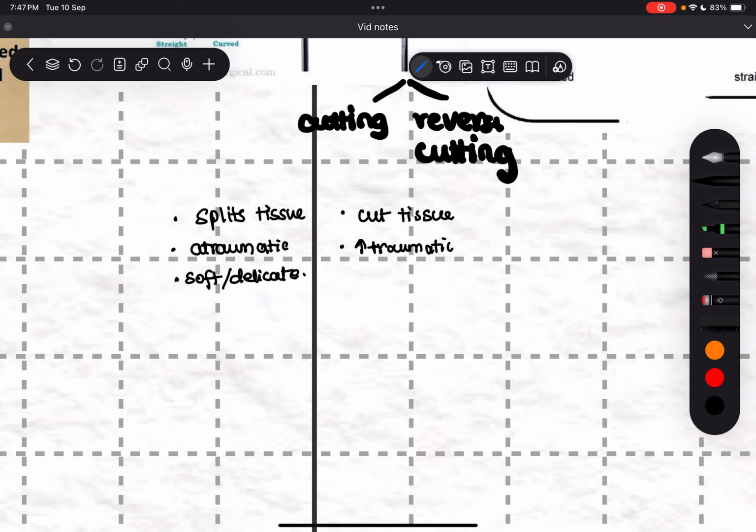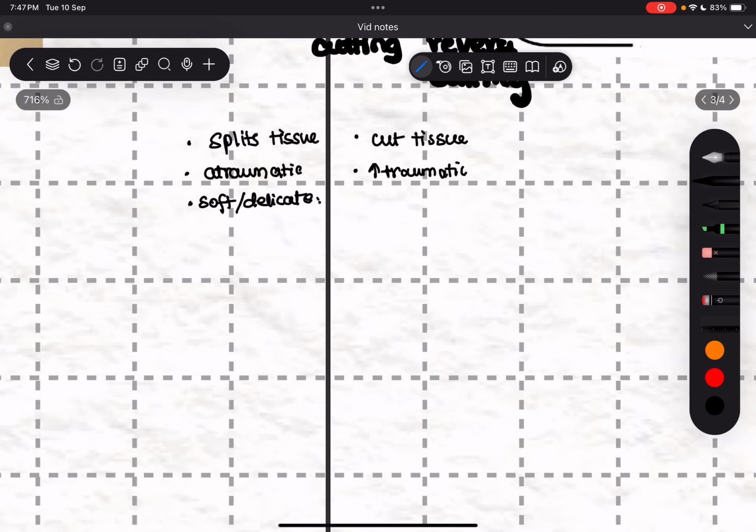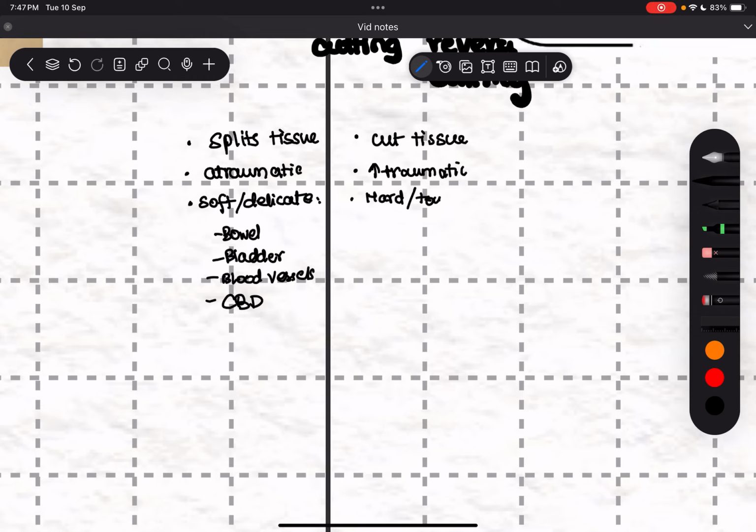They are bowel, bladder, blood vessels, common bile duct, and these are used for hard and tough structures like sheath, skin, and fascia.